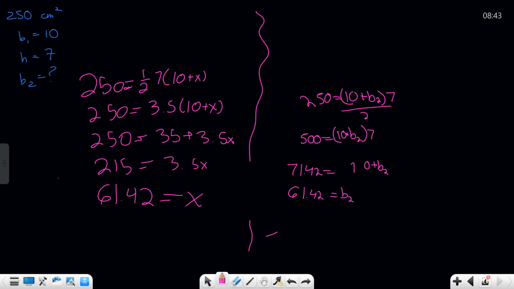When you plug in base 1, base 2, and height, that's easy. This is a little bit more challenging, looking for one of the other variables.